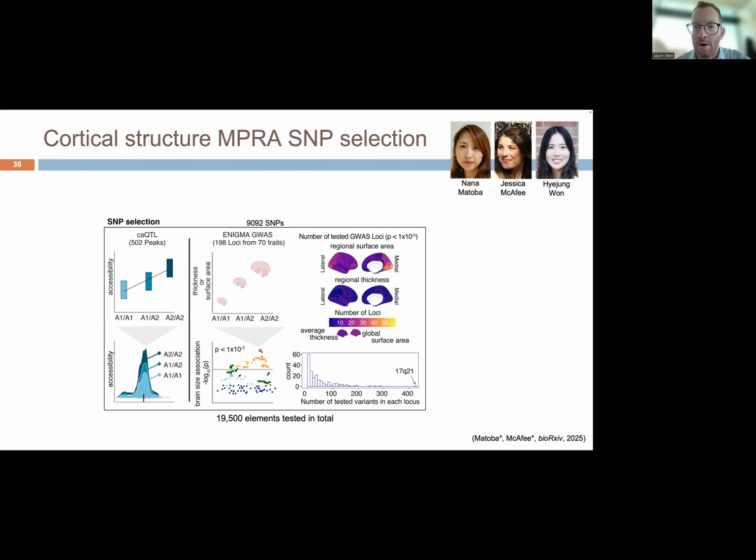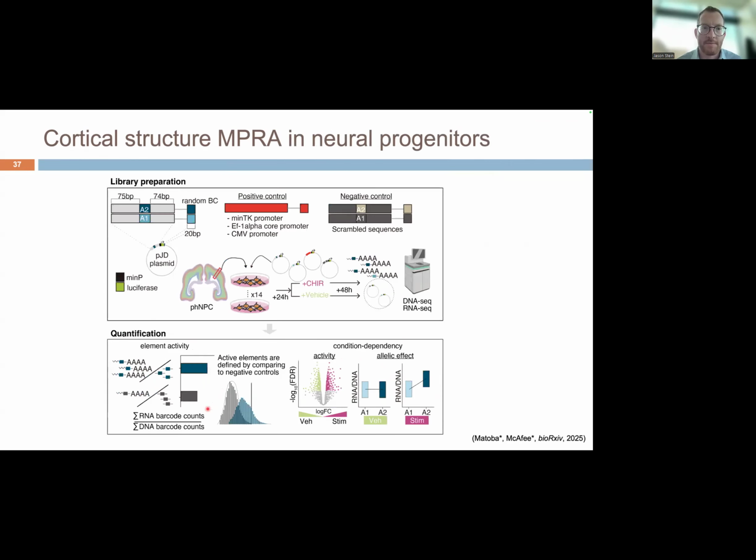But note that there are some biases that go into this data. For example, we had more genome-wide significant loci in occipital cortex than we did in frontal cortex. Also, the number of variants tested at each locus varied by the LD structure of that locus. So for very big LD structure loci, like the chromosome 17 inversion locus, we tested a lot of different variants there. So in total, we tested around 19,500 elements in this MPRA study.